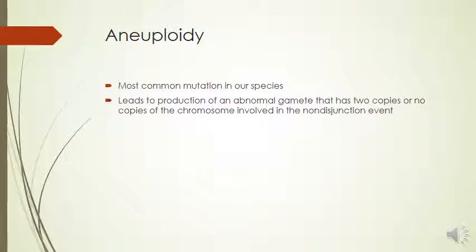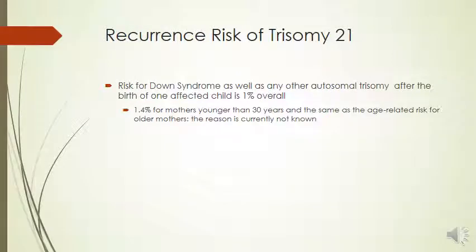Aneuploidy, we talked about last week, is the most common mutation in our species. It leads to the production of an abnormal gamete that has 2 copies or no copies of the chromosome involved in the non-disjunction event, either in meiotic division number 1 or 2. The recurrence risk of trisomy 21, as well as any other autosomal trisomy disorder after the birth of one affected child, is about 1% overall. It's about 1.4% for mothers younger than 30 years and the same as the age-related risk for older mothers. The reason is currently unknown for this.